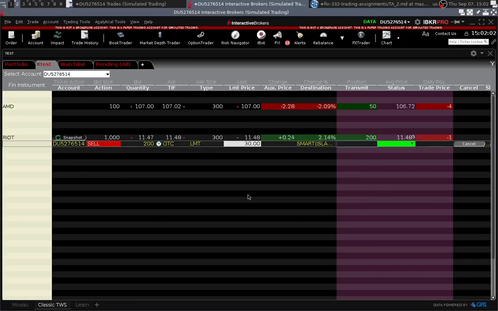And now it's sitting on the books, right? Not executed. Routed to, I guess, Island, it looks like there. So that order is good. So I have my order to take profit.